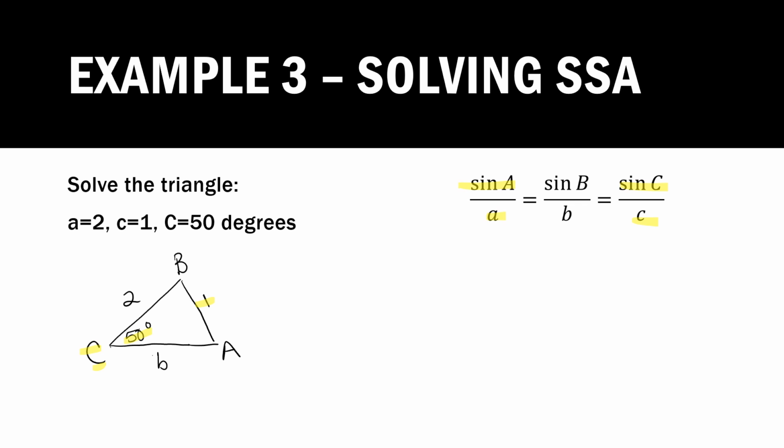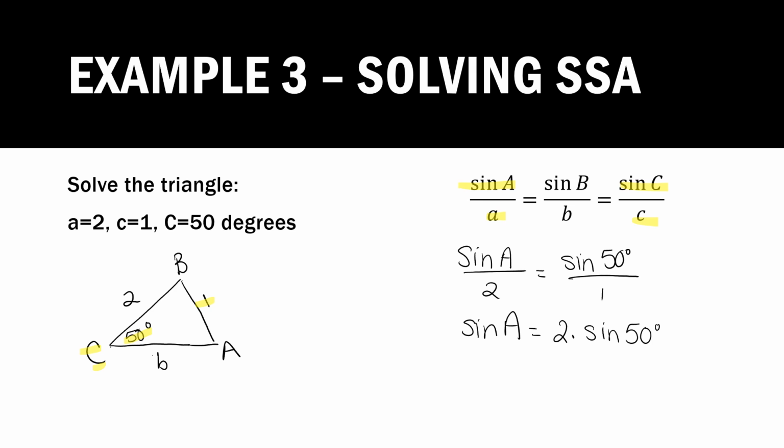So basically I need to use the sine of A divided by a and the sine of angle C divided by c. So I'm going to write down the sine of A, which I do not know, divided by a, which is 2, and the sine of angle C, which is 50 degrees, divided by 1. So I need to find what angle A is. If I cross multiply, sine of A times 1 is just sine of A, and that's going to be equal to 2 times the sine of 50 degrees.